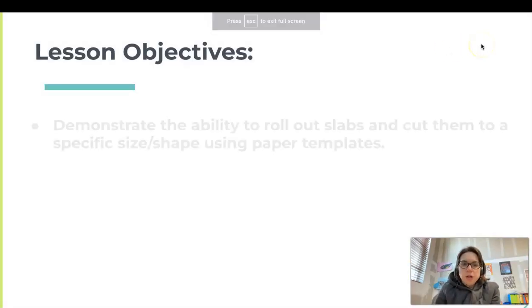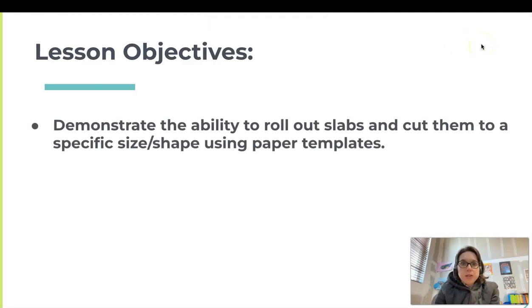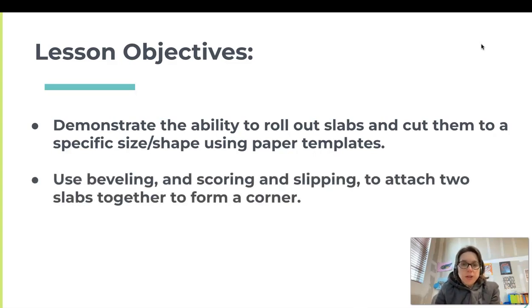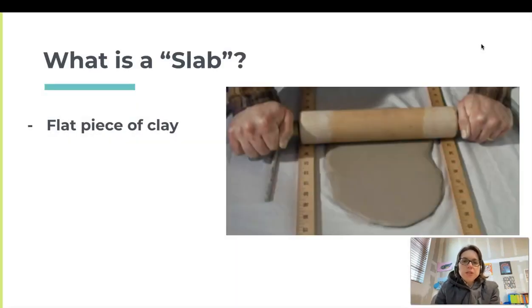Your lesson objectives are to demonstrate the ability to roll out slabs of clay and cut them to a specific size and shape using paper templates, and using beveling and scoring and slipping to attach two slabs together to form a corner. So what is a slab?